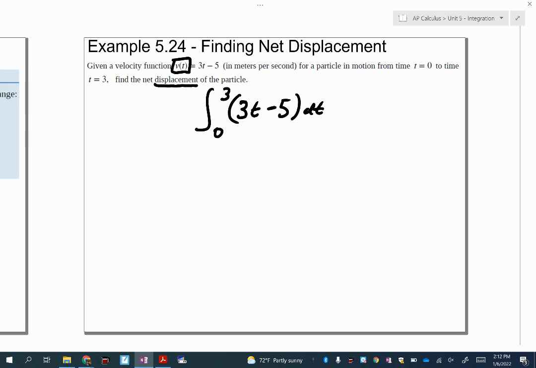Before I do this with the calculus and the algebra, let me visually show you what I'm talking about here.